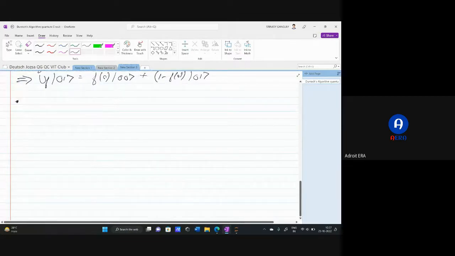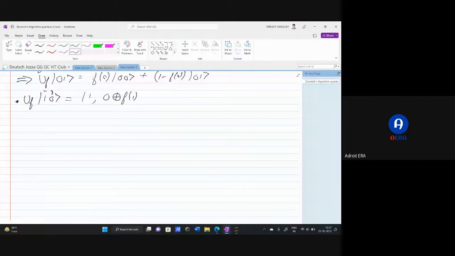uf applied to 1 0 is equal to, again, use the formula, 1 comma 0 XORed with f of 1. This time it is f of 1 because x is 1, right? Again, the formula for xy. If you know that formula, you can do everything. That's the generalized formula, as I told you about this uf. Okay, uf application. So if you remember that, then it is very easy.